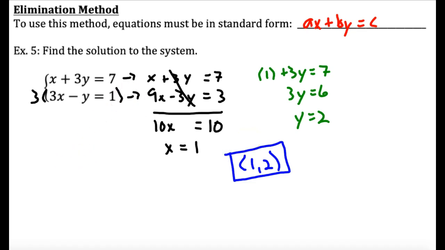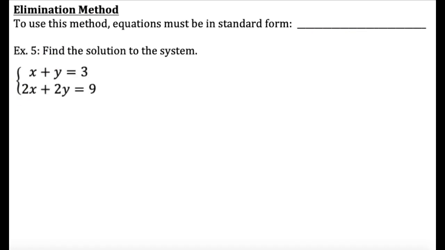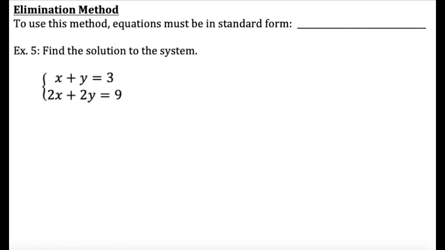Right. Let's take a look at another one here. So in this next example, again, it doesn't matter which variable I choose to eliminate. I'll use the x's this time. So move this out a little bit. If I want these to cancel out, I'm going to need to multiply this top equation by negative 2.